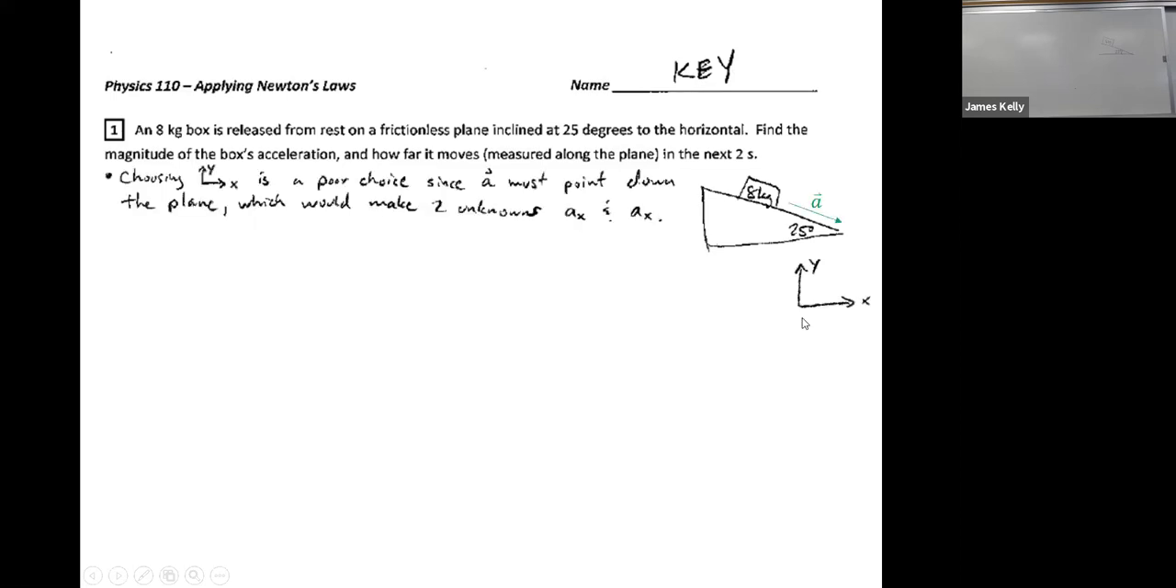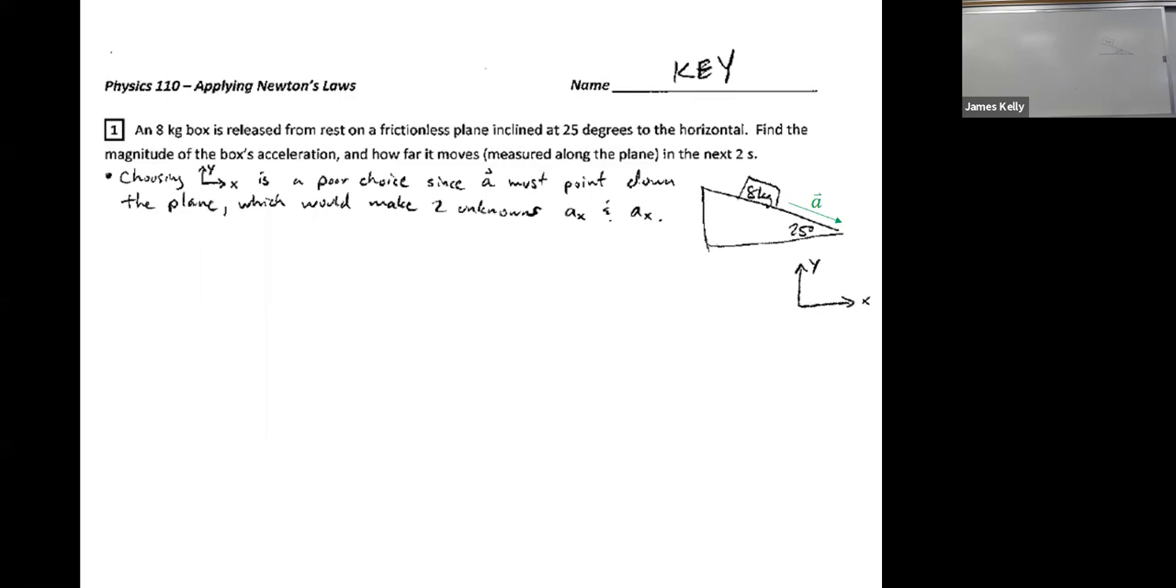Now, here was a discussion I had in the video. It seems everybody would probably initially have the intuition that let's choose x to be horizontal and y to be vertical, because, hey, at least the weight force is going straight down. That makes the weight force seem simpler.